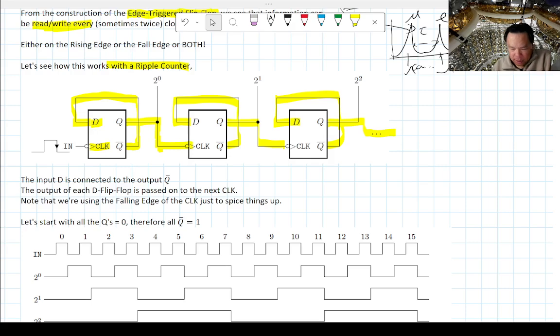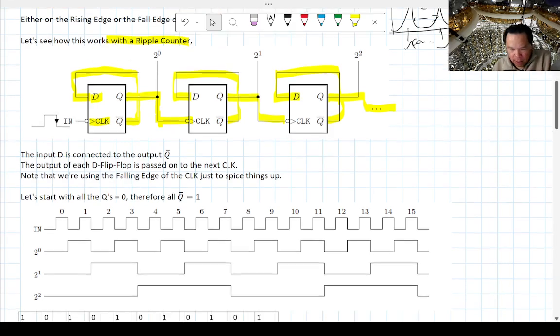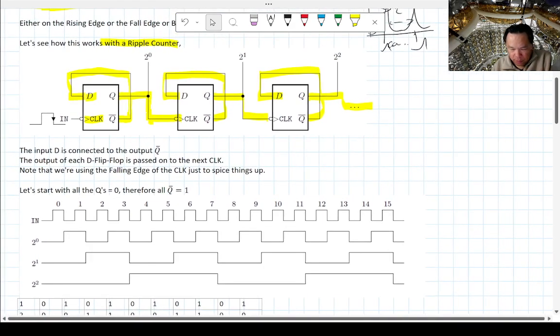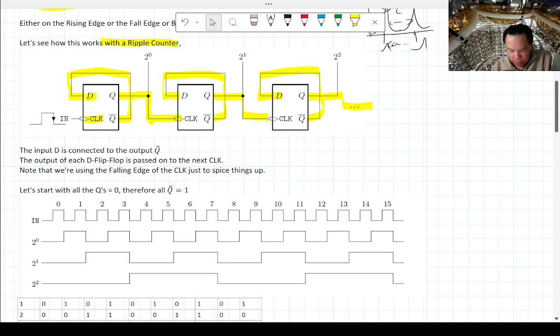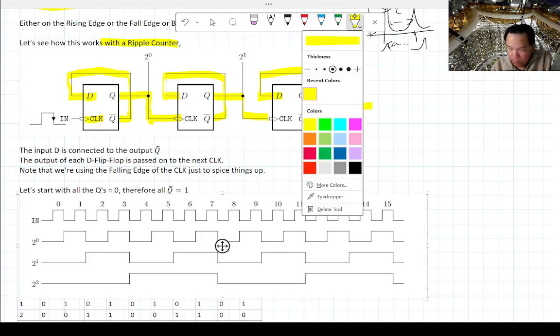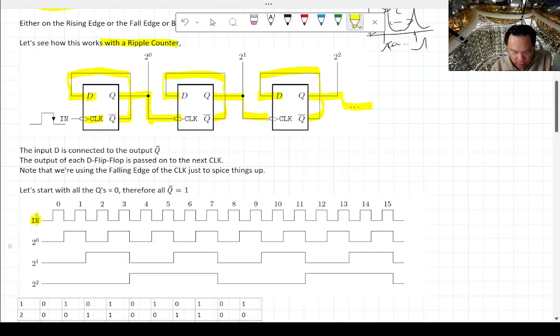So let's see what happens with this ripple counter, and we're just going to do up to 3. Here is the clock. Then 2 to the 0, 2 to the 1, 2 to the 2. Those are the bits that are coming out. We can even call these Q0, Q1, Q2 if you want. And then I'll repeat these labels down here.